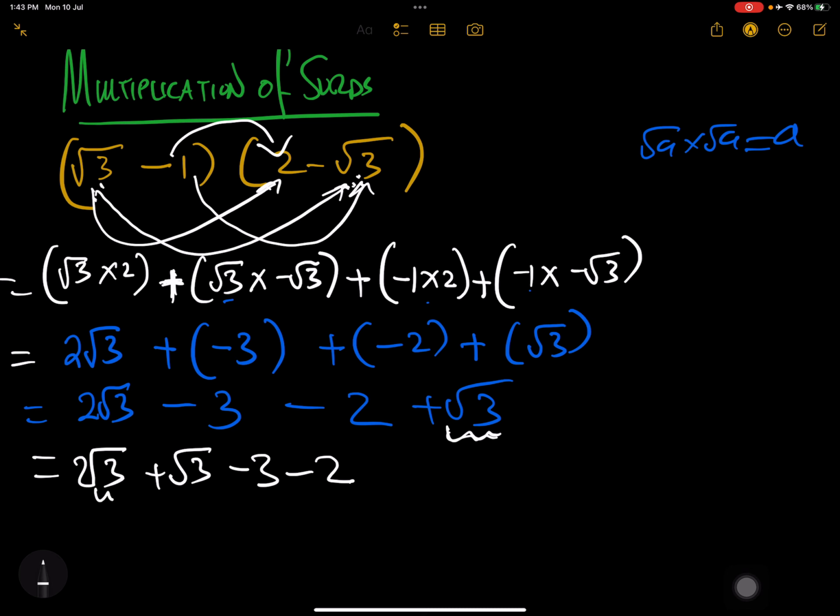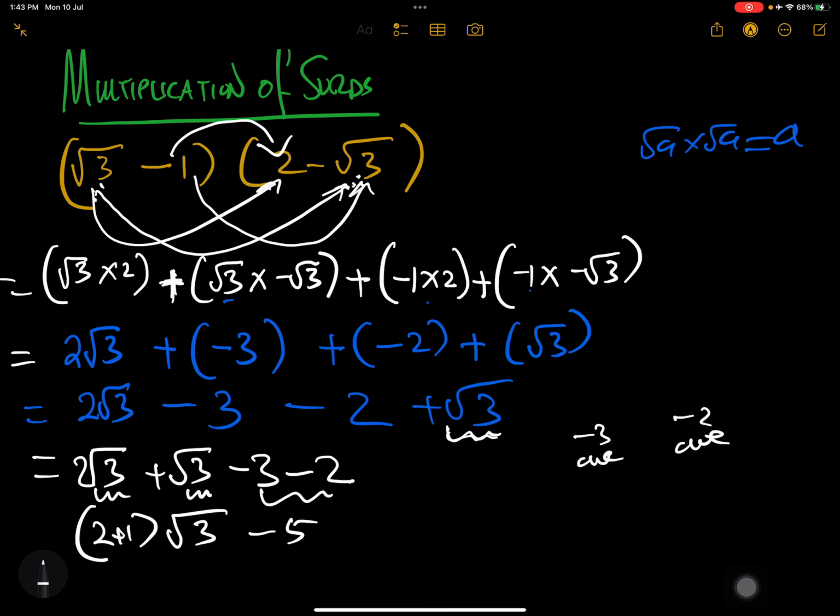Now, because this and this are the same, we add 2 plus 1 together and then bring our square root of 3 here. And then this gives us negative 5. Why? Because you owe 3, and then you owe another 2. So you owe 5. So that's why it's negative. So this is going to give us 3 square root of 3 minus 5, and then we are done. So those are the things you see in multiplication of surds.